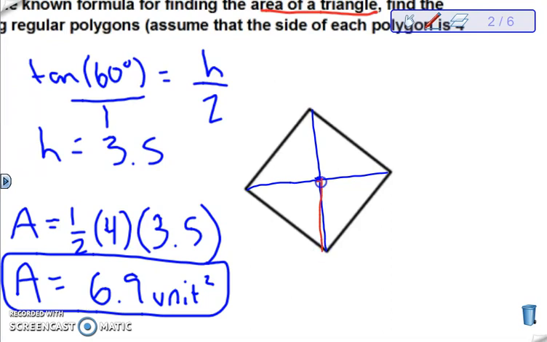So let's focus on one triangle at a time. Let's say I can get this right here. I know that's 4 units long. That can be my base, but I need a height.